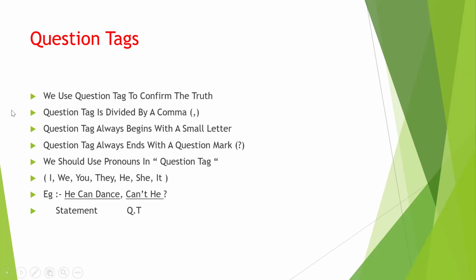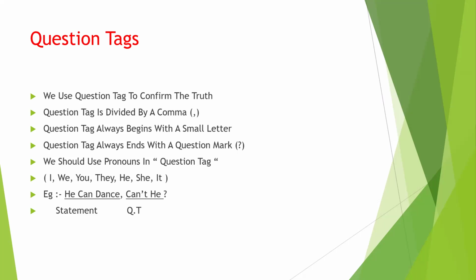Now let's move to the topic. We use the question tag to confirm the truth. Yes, the question tag is mainly used to confirm whether the sentence is right or not, yes or no. The question tag is divided by a comma. The sentence and the question tag should be divided with a comma. The question tag always begins with a small letter. In a question tag, there are no capital letters. We use only small letters. A question tag always ends with a question mark. Yes, any question ends with a question mark.